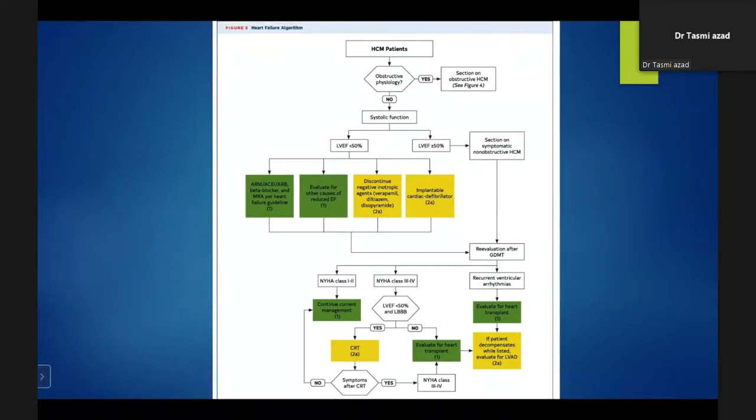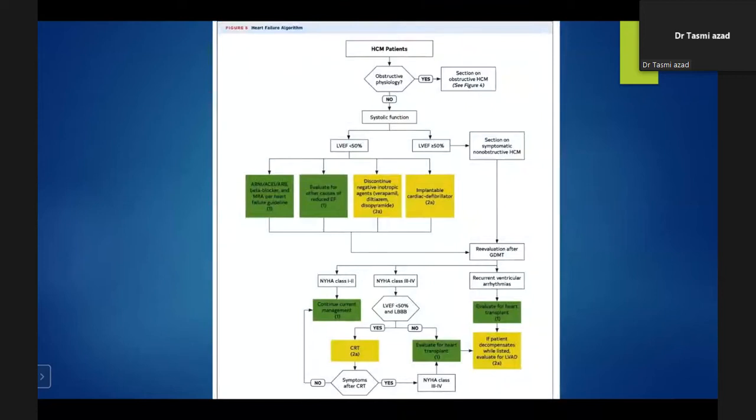Sir, sorry for the interruption. I went through a lot of slides when the connection was lost. I really don't know, sir. So I went through the heart failure algorithm here. A patient with atrial fibrillation. You lost connection when you were presenting atrial fibrillation.